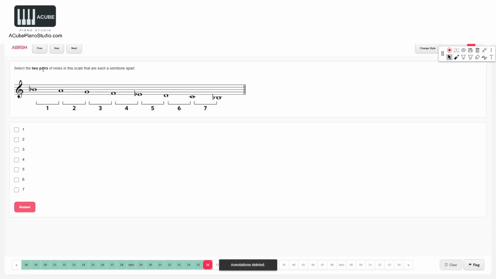Okay, next, select the 2 pairs of notes in this scale that are each a semitone apart. There are a few ways to do this question. One of them is to memorize where the semitones are for major and harmonic minor scales. The other is to draw out the piano and just determine where they are. So let's do the first method, which is to memorize. So this is B flat major, because it starts with B flat, and the only B flat key that is in the exam is B flat major. So this is B flat major.